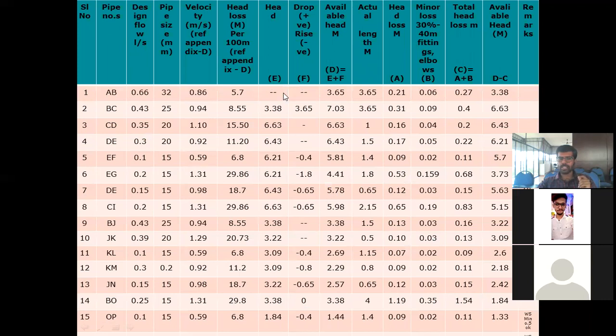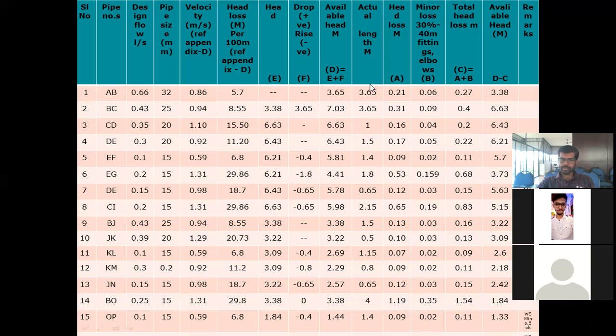E is 0, F is 3.65. You can write 3.65. So you got 0.66 and 32 from the Hazen-Williamson equation or table. You got 0.86 as the velocity. If you are using the formula, you may get a more precise value. Head loss per 1000 meter, you could have written 57.02. If you are writing per 100 meter, you have to write 5.7. There is no head. Drop, you can write as positive plus 3.65. Available head, add this drop, you will be getting 3.65 itself.